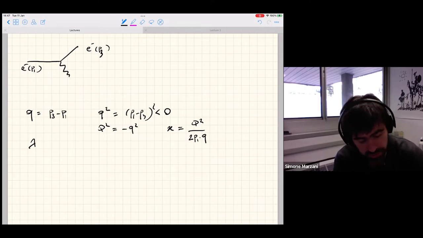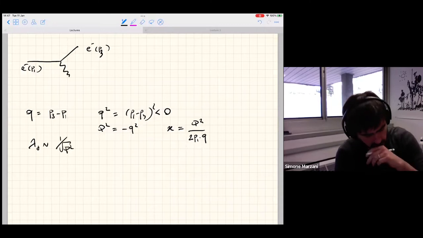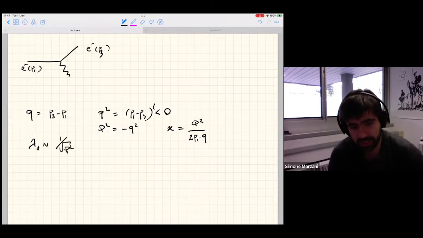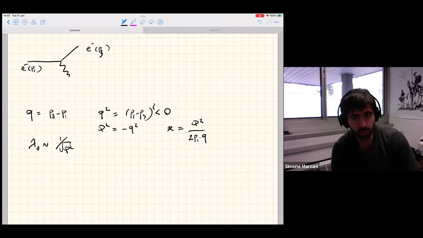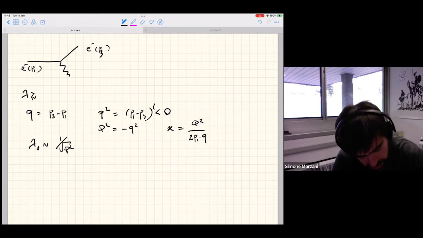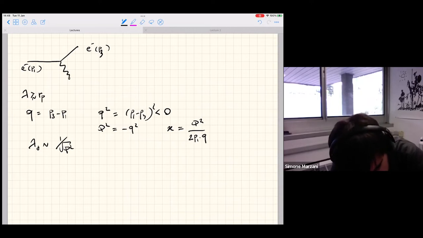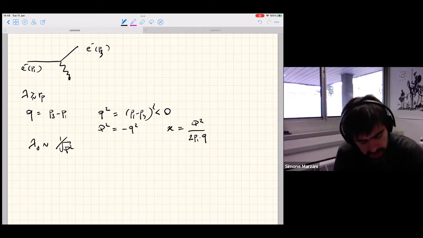Okay, so what happens? We can do a hand-wavy argument: we can associate a wavelength to this virtual photon, which roughly will go as one over the square root of Q squared. So the higher the momentum transfer, the smaller the wavelength of the photon is going to be, and so we can probe deeper and deeper into the proton. If lambda is comparable to the radius of the proton, what we're going to see in our experiment is essentially that the proton appears as a point-like particle.